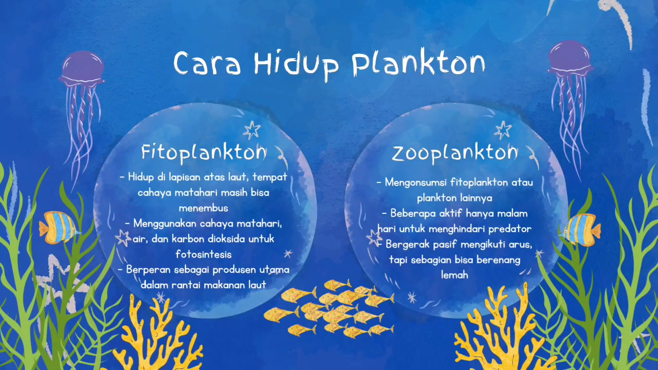How plankton live. Phytoplankton live in the upper layers of the ocean, where sunlight can still penetrate. Uses sunlight, water, and carbon dioxide for photosynthesis. Serves as the main producer in the marine food chain. Zooplankton consume phytoplankton or other plankton. Some are active only at night to avoid predators. Move passively with the current, but some can swim weakly.